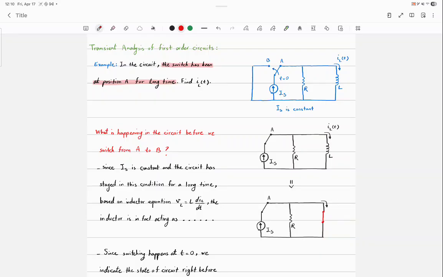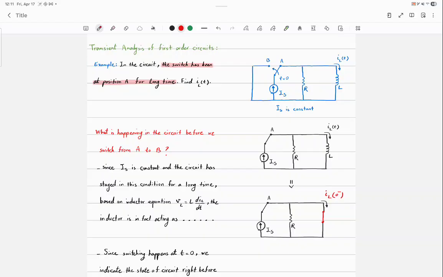Instead of writing IL(t), this is what I'm going to write: IL(0 negative). And can someone explain to me why? What does it mean? I already explained it when I was talking about the in-class assignment, previous lecture. What does 0 negative mean? Right before the switching happens, right? So right before the switching happens, the inductor is like a short circuit because everything in the circuit is steady, DC, so there isn't any change in the current. That's why the voltage across the inductor should be 0, which means short circuit and everything else.